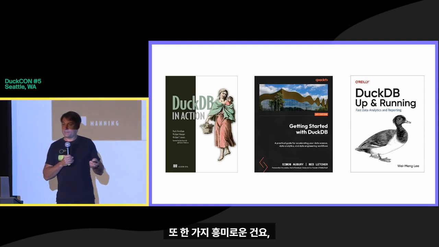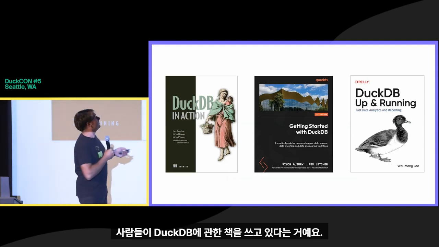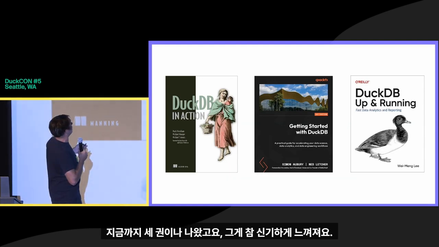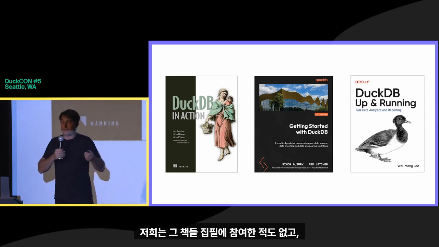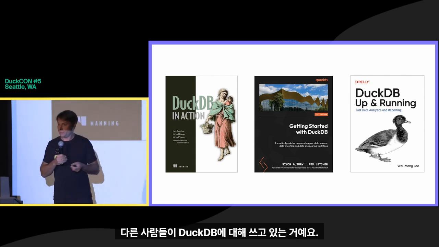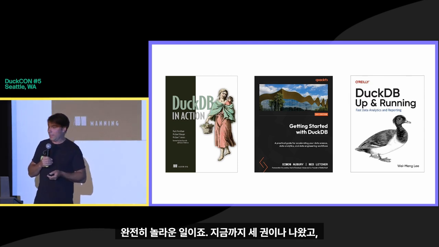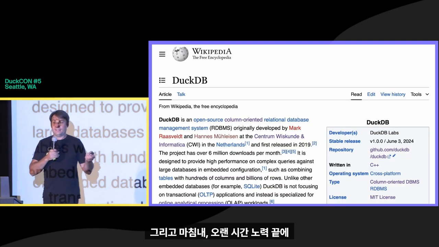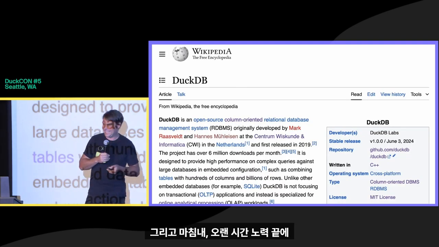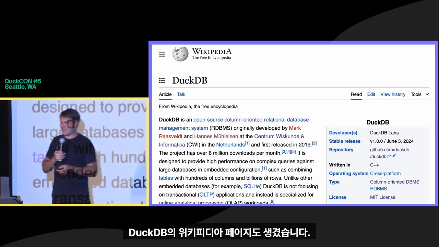What also is happening is that people are writing books about DuckDB. There's 3 now, which is also kind of wild to see. We haven't been involved in writing the books. Other people write books about DuckDB. It's totally wild. And there's 3 now. I think more are in the works. And finally, after years of waiting, we have a Wikipedia page.